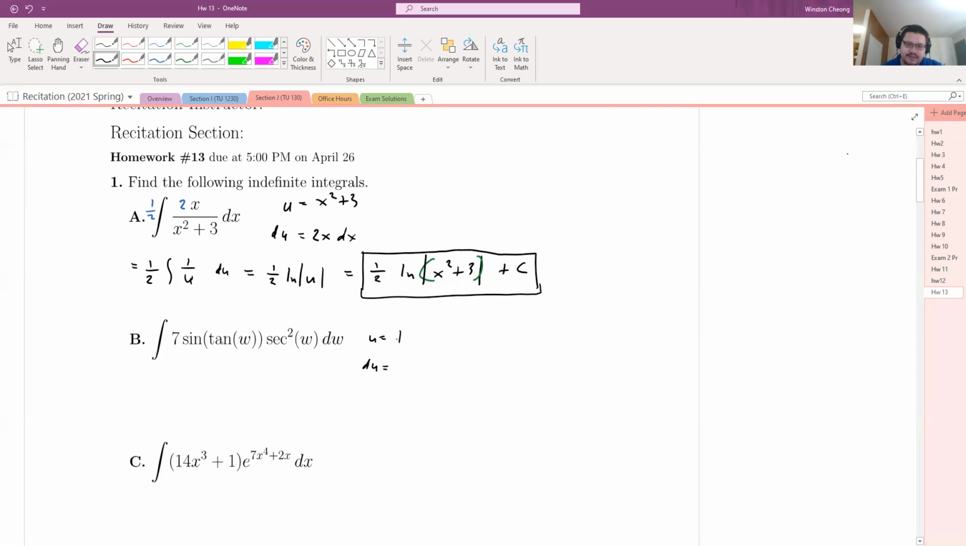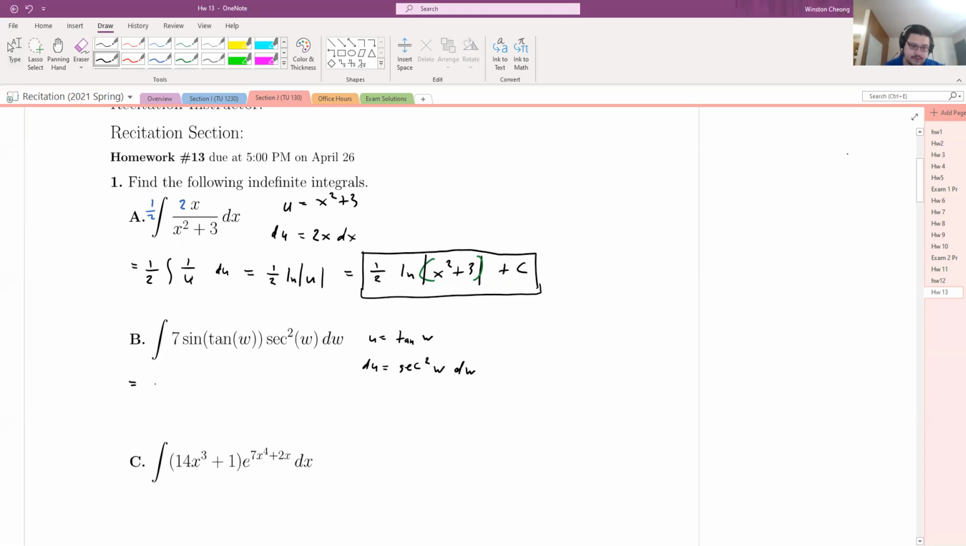Your u should be tangent of w. Okay, so it's just the part inside the sine. So if you do that, then the derivative is going to be secant squared w. And so this will drastically simplify the integral. So hopefully you agree that that's what the du is.